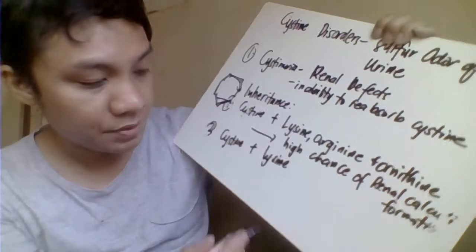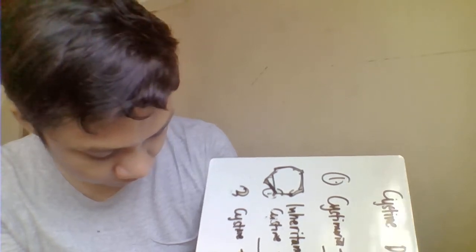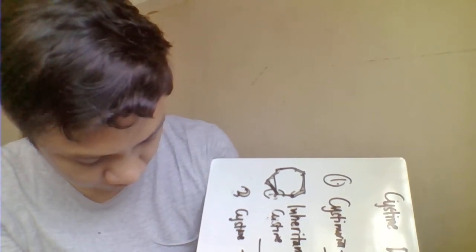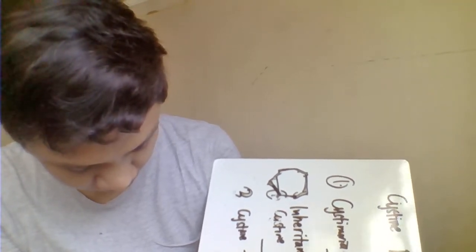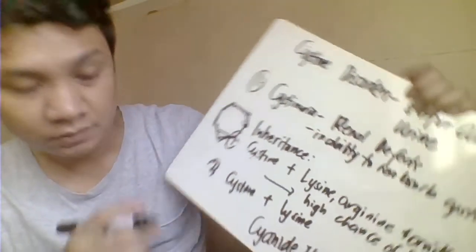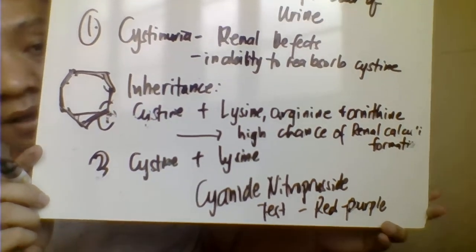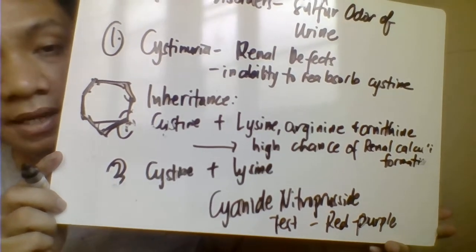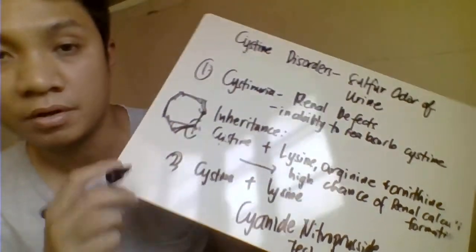Okay, for the diagnosis of your cystine disorders, cystinuria could be diagnosed by your cyanide nitroprusside test. Okay, the test for your cystinuria, and your cystinosis as well, would be your cyanide nitroprusside test that will give a red-purple color solution.